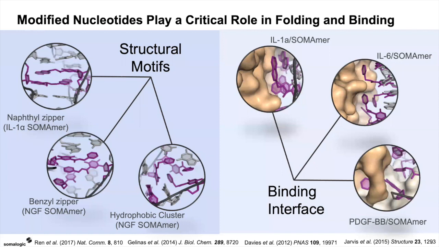We use modified nucleotides in SELEX because we found they give us the greatest success rate. And we know that these modifications are critical for folding of our SOMAmers. As you can see, they form these unique structural motifs within the folded aptamer. And we also know that they are crucial for interacting with their protein targets.